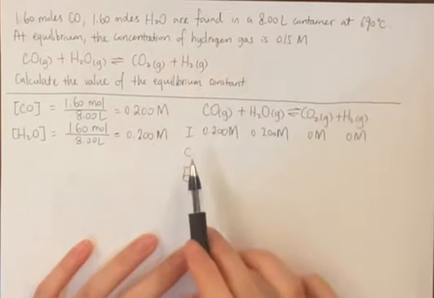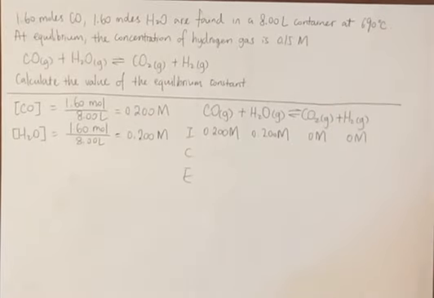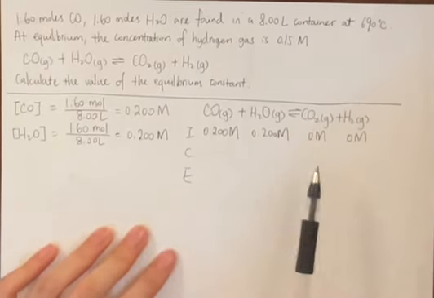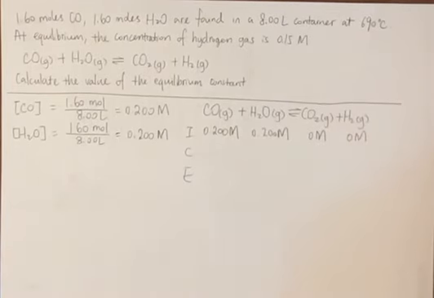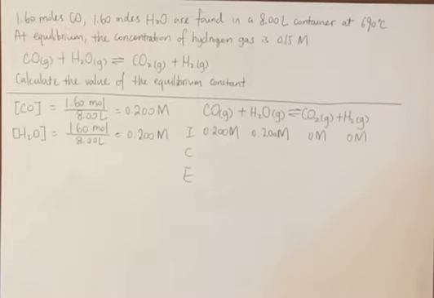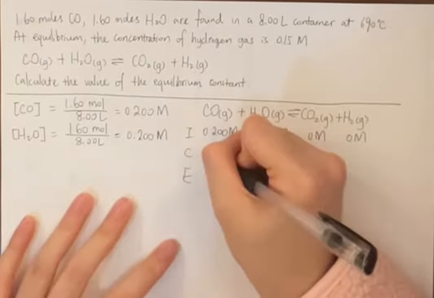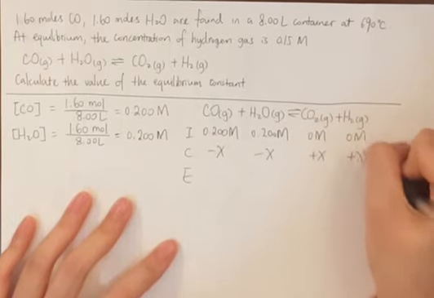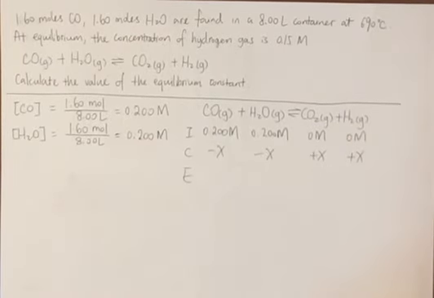Okay, and the C stands for change. For the change, remember that because this is a forward reaction, which means that we are producing more of the products, the products have to be positive, and the reactant side, the same thing, has to be negative. So then I will just use the variable x to stand for the quantity of change, because we don't know anything about what amount they changed, so we'll just use a variable to stand for it.